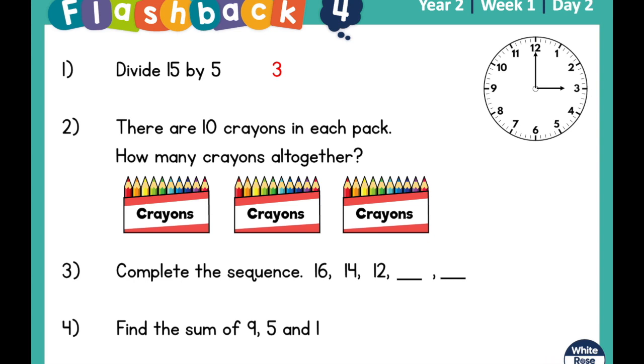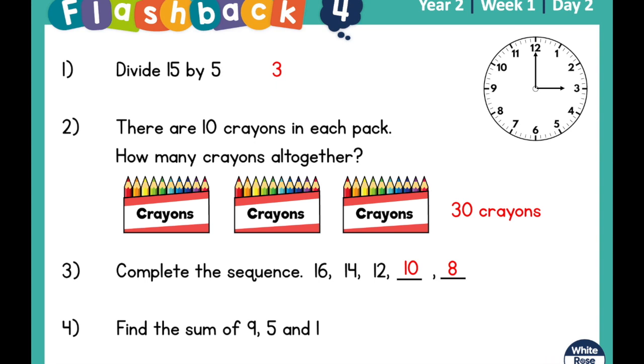Question 2. There are 10 crayons in each pack. How many crayons altogether? Well, the easiest way to do this is just to count in tens. 10, 20, 30. There are 30 crayons altogether. And question 3, complete the sequence. 16, 14, 12. It's counting backwards in twos, so the next two numbers are 10 and 8.